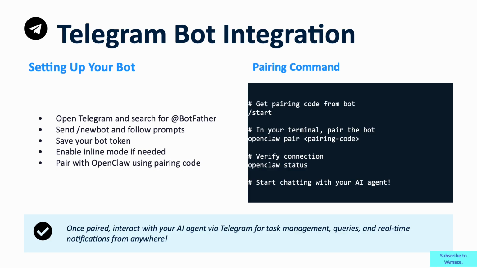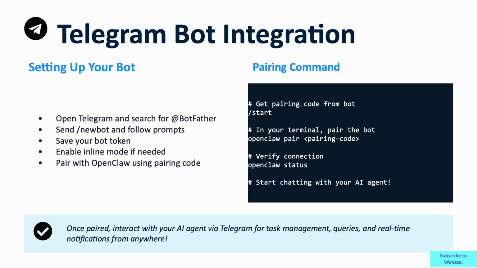Step 2, configure OpenClaw to use your bot. In your OpenClaw configuration, you'll add your bot token. The agent will use this to connect to Telegram's API and listen to messages. Step 3, pair your device. This is where it gets cool. Open a chat with your bot in Telegram and send /start. The bot will respond with a pairing code. Now in your terminal where OpenClaw is running, execute OpenClaw pair followed by that pairing code. This securely links your Telegram account with your OpenClaw instance.